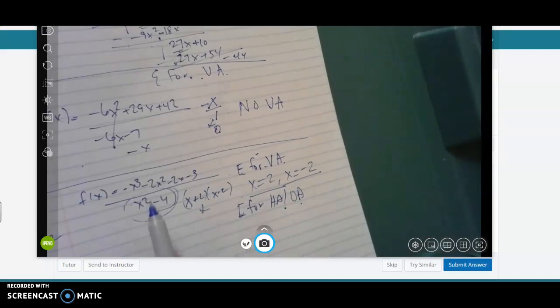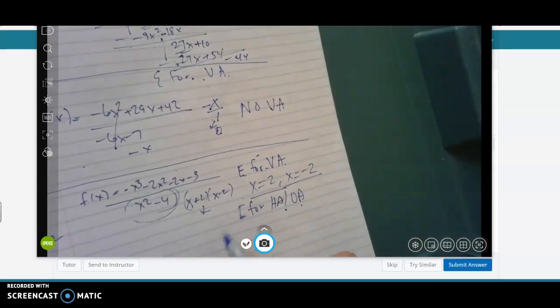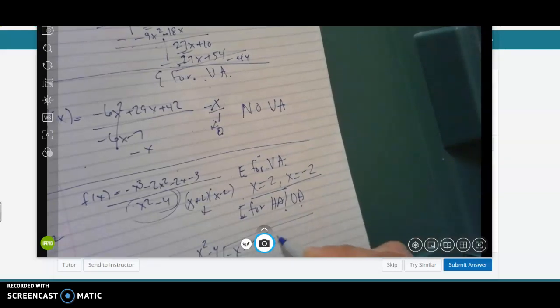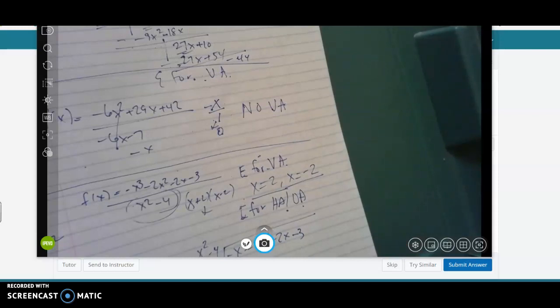well, the degree of the numerator is 1 more than the degree of the denominator, so we could have an oblique asymptote. So we're going to divide x squared minus 4 into negative x cubed minus 2x squared minus 2x minus 3. I think that's all minuses there.